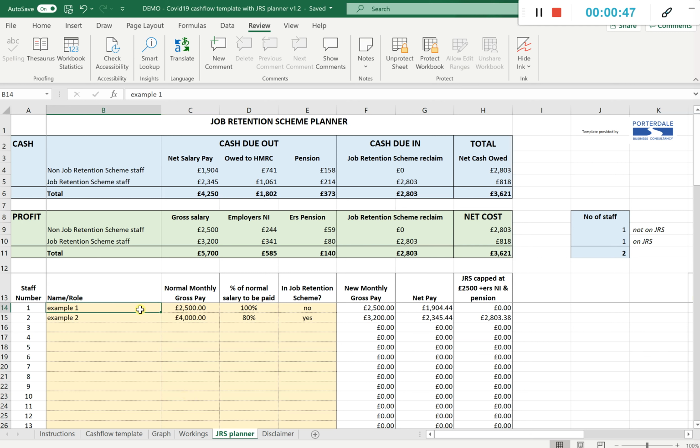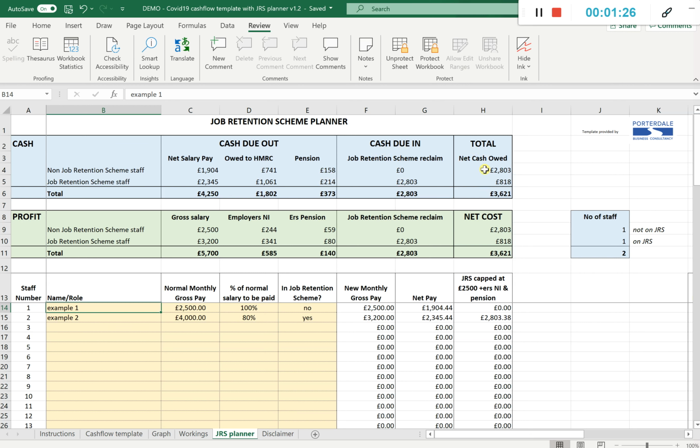So when we're looking at the planner, the amounts in blue are the cash implications, which splits out the cash due out for net salaries, the amounts owed to HMRC, which under the current schemes can be deferred by negotiation, and the amounts of pension due out. Next is the cash due in under the scheme, which gives a total of net cash owed, which is the amount of the cash due out less the cash due in.